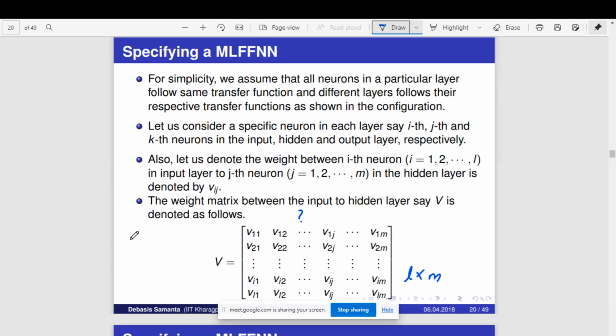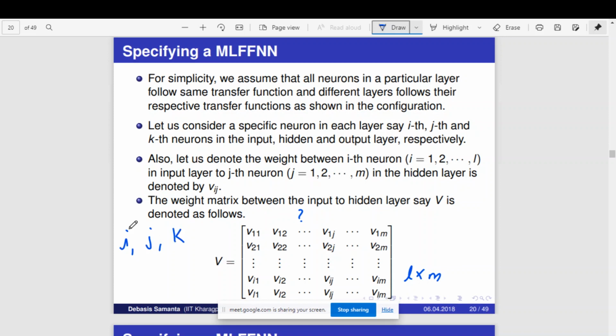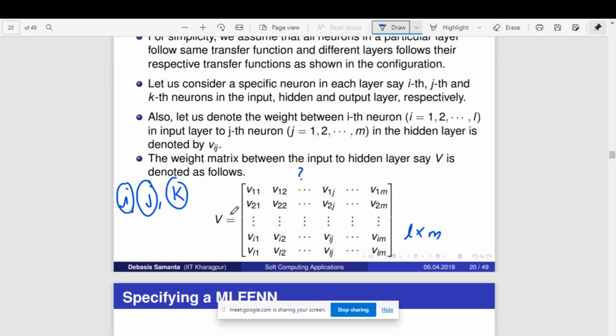we are going to use three variables: I, J, and K. I refers to the input layer, J refers to the hidden layer, and K refers to the output layer. So here you can see, here we are saying Vij. For any unknown value in this V matrix, it is called Vij. So basically Vij means it is some weight between the input layer and the hidden layer. That is what you should understand.